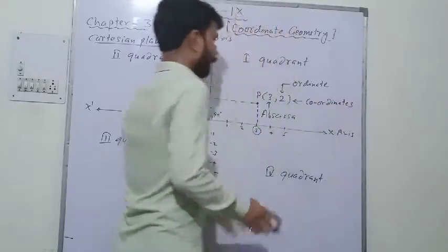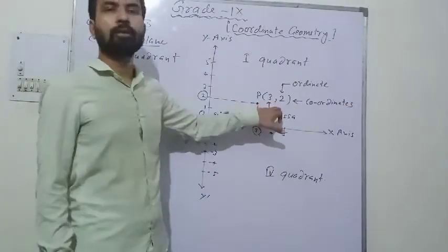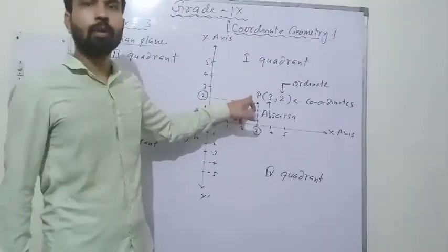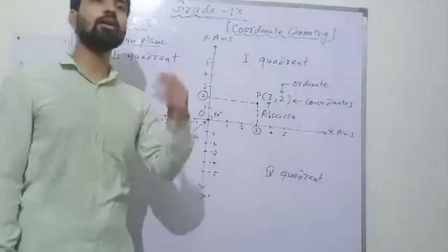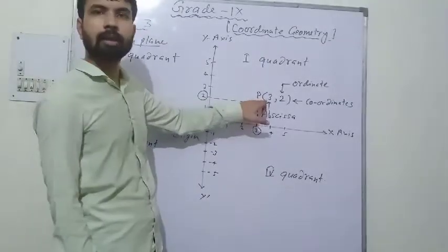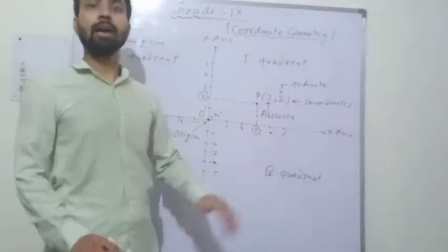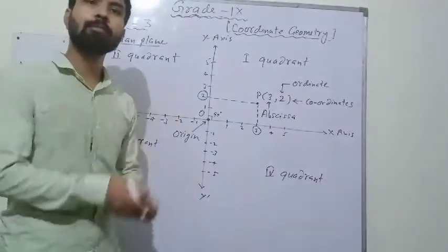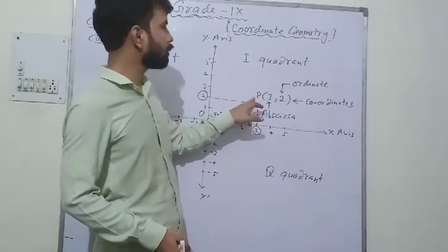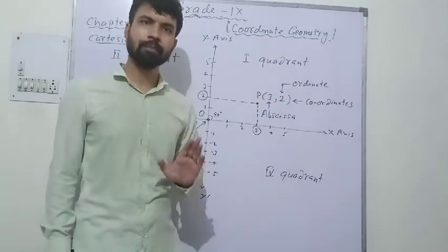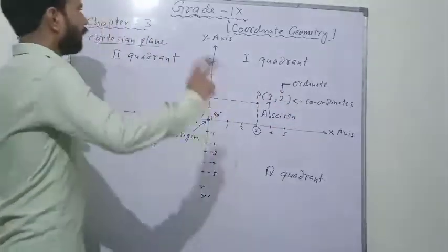If I say 3, 2, then 3, 2 are the coordinates of P. Or if I ask what is the abscissa of P, the abscissa of P is 3. Or what is the ordinate of P? The ordinate of P is 2. Or if I ask what are the coordinates of P, you will say the coordinates of P are 3, 2. Hope it is clear to everyone? Good. Okay.